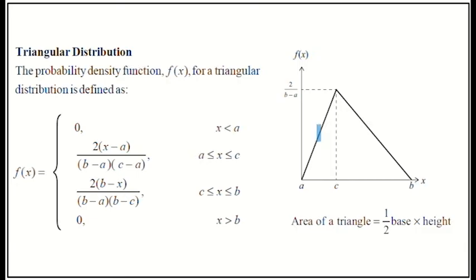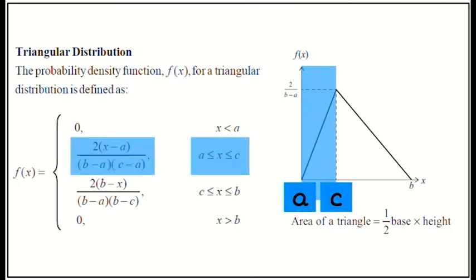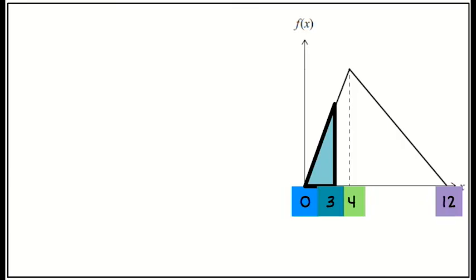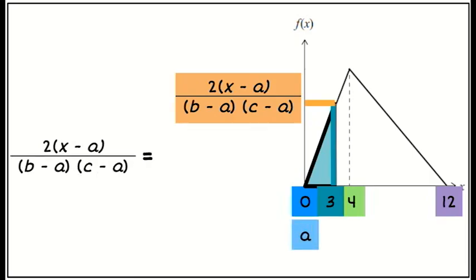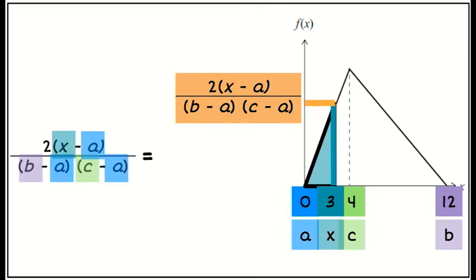So we need to think, right, I'm in this section of the graph, so therefore I need to use this formula. So to find the height at the value of 3, that means we are going to use this formula to find that height. So let's write down our formula, and now we're going to do a substitution. So A is equal to 0, substitute that in. B is equal to 12, substitute that into the formula. C is equal to 4, and X is equal to 3.